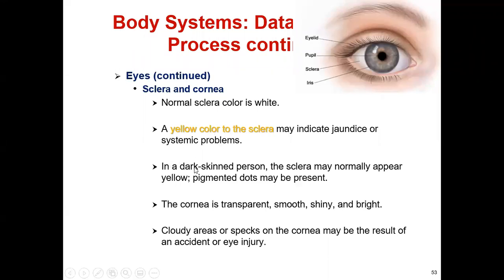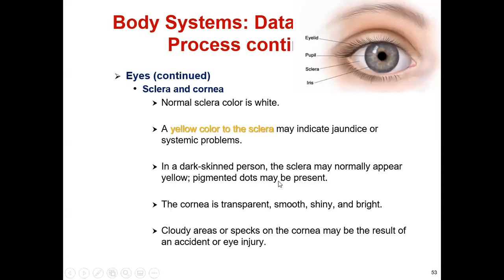In a dark-skinned person, the sclera may normally appear yellow. Sometimes some people have slightly high bilirubin. It is not a clinical jaundice, and at that time their sclera is a little bit light yellow. This is called Gilbert syndrome.